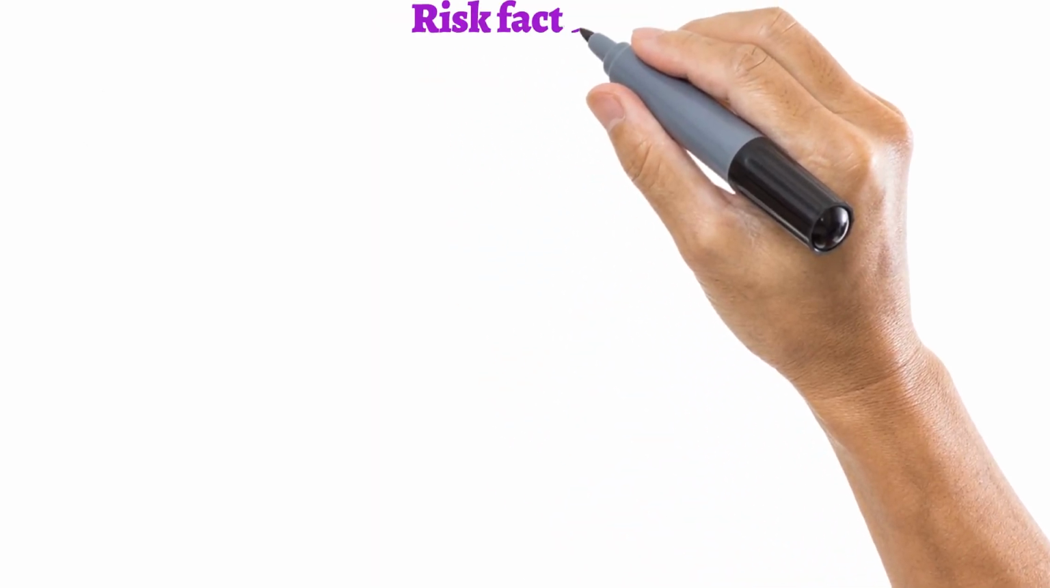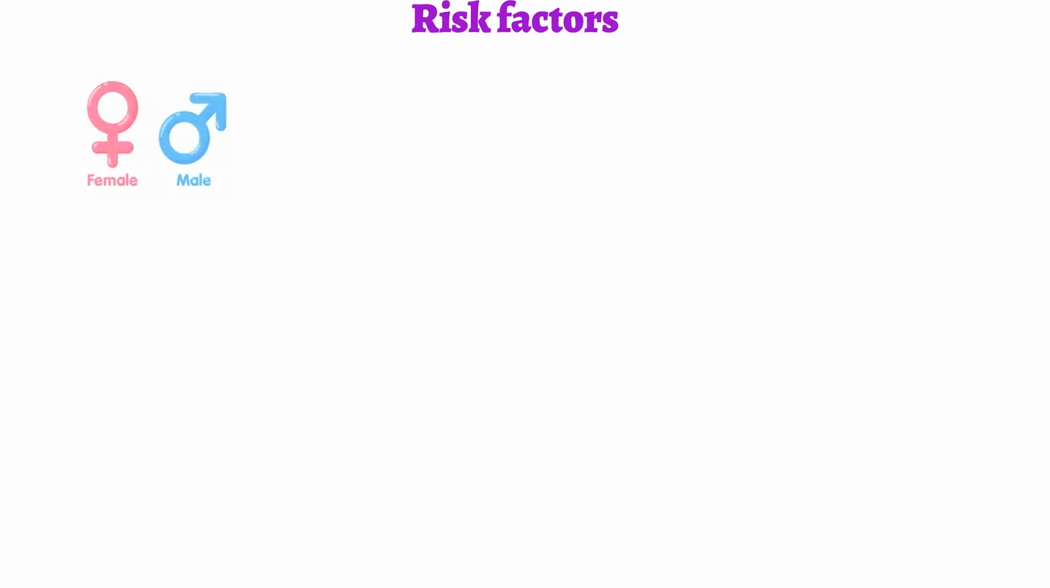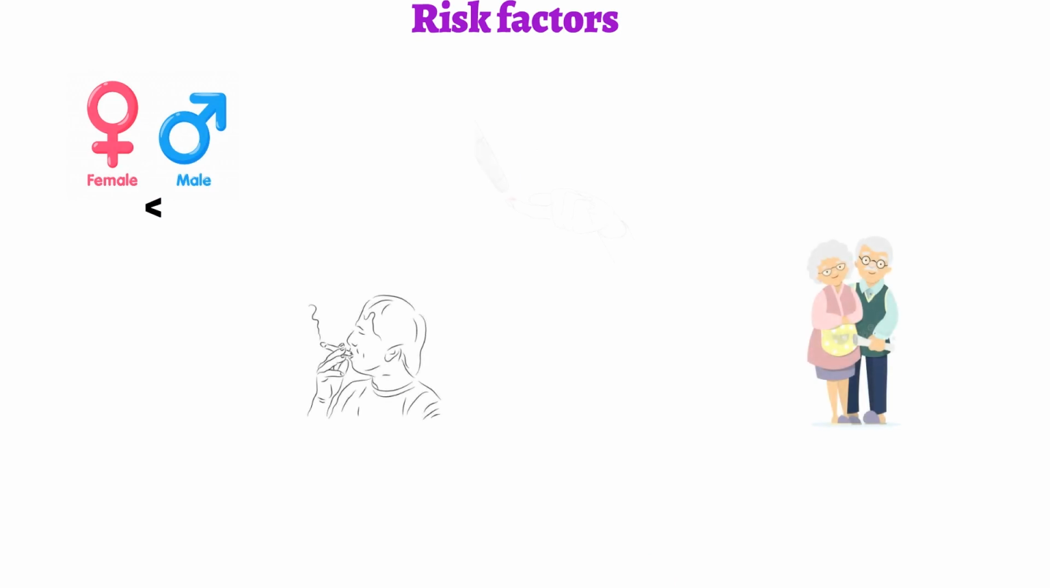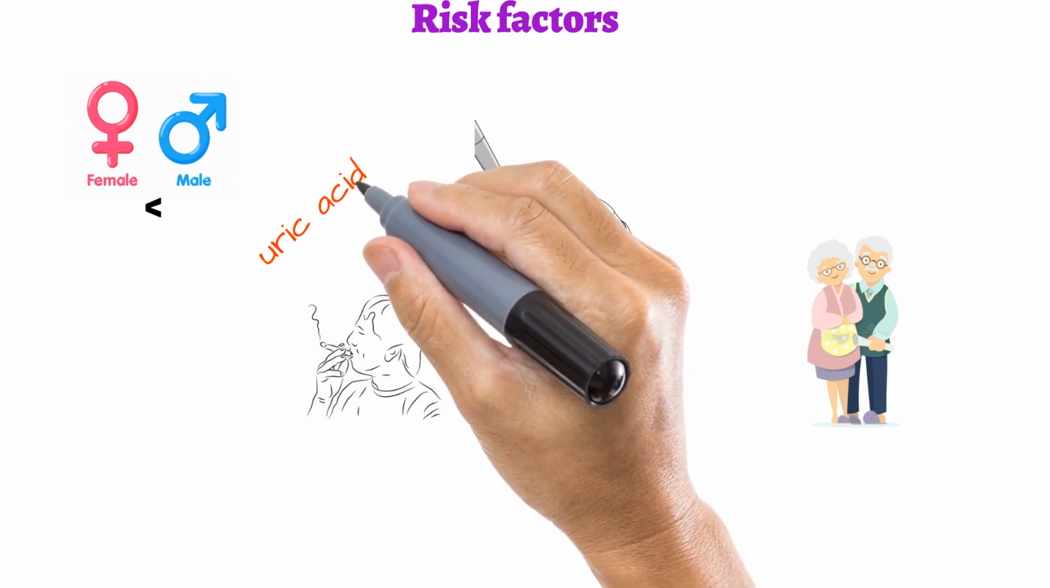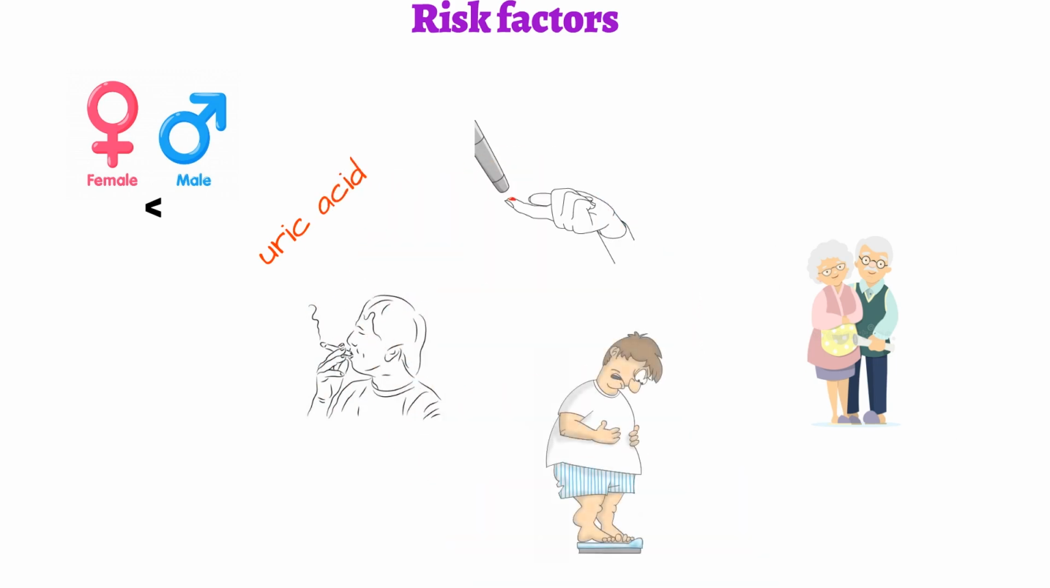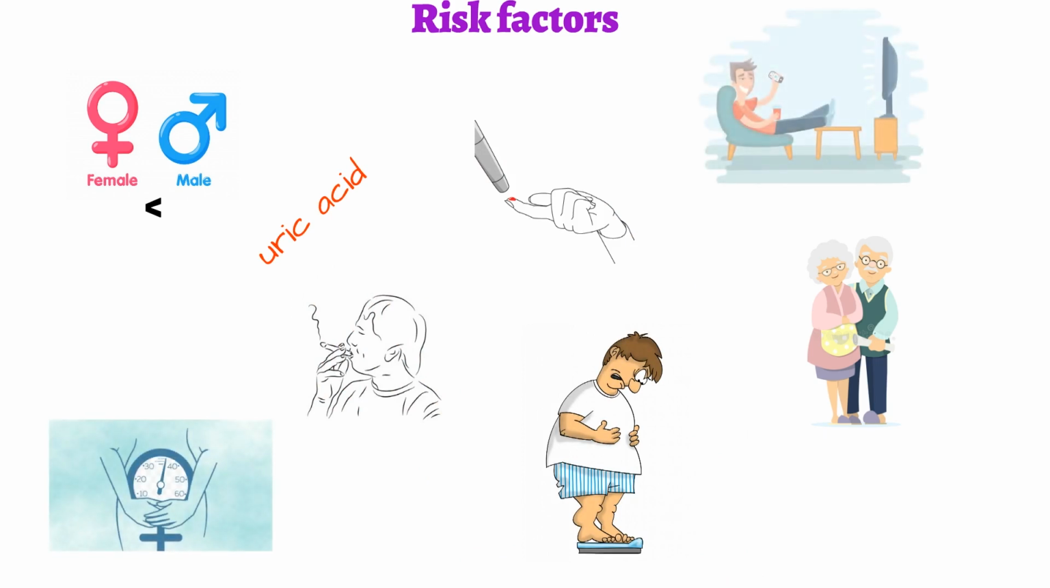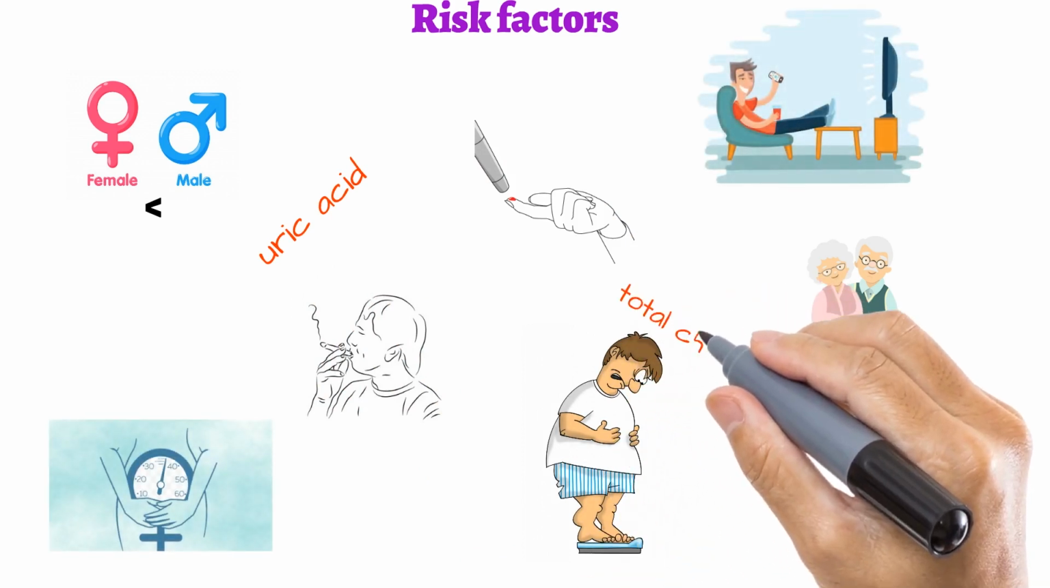Hypertension risk factors. Sex, male more than female. Higher age, higher risk. Smoking. Diabetes mellitus. Uric acid, obesity, early onset menopause, sedentary lifestyle, and total cholesterol.